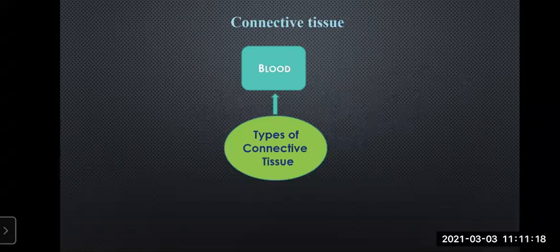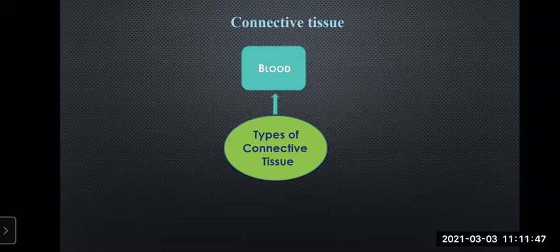Blood is a fluid connective tissue. We all know in our entire body, blood keeps on circulating. In our body, around 5 liters of blood is present, which is pumped by our heart. It goes to the entire parts of our body, from the tip of our toes till our head, and it carries nutrients that are absorbed from the digestive tract.